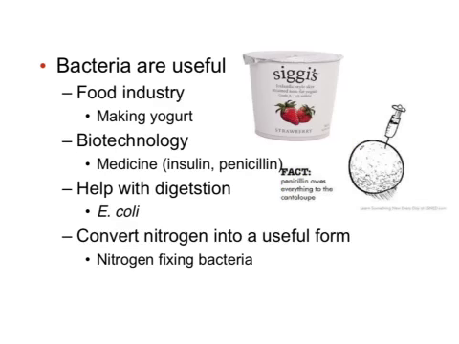Bacteria are highly useful to us. We use it in our food industry to make things like yogurt and sour cream and milk and cheese. We use it in biotechnology to make medicines, and we've talked in depth about making insulin from bacteria. Personally, our bodies use it for help with digestion, like the E. coli in our gut. We use it to convert nitrogen into a usable form through nitrogen-fixing bacteria. Mostly plants do this. So they're very, very helpful to us.